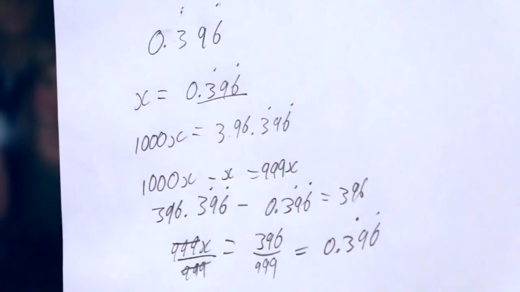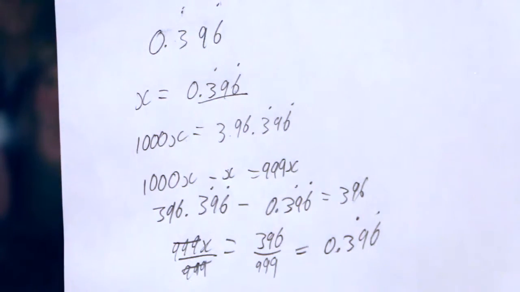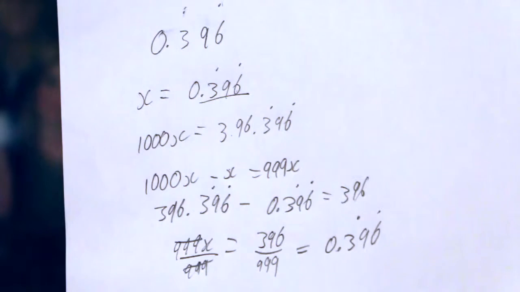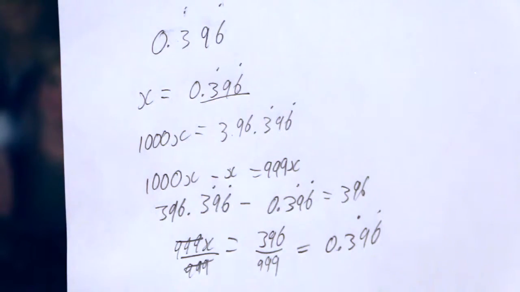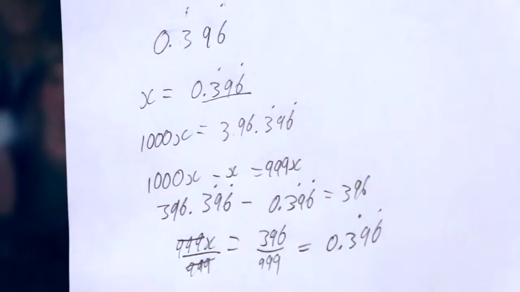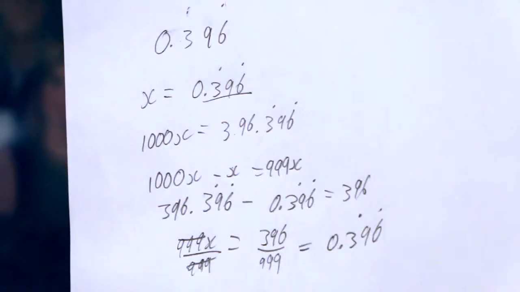So the next step is to subtract them. 1000x subtracted by x is equal to 396.396 recurring subtracted by 0.396 recurring. So we're essentially subtracting both sides. We're subtracting x from 1000x. So that means we are subtracting 0.396 recurring from 396.396 recurring. And that will leave us with the whole number, which is 396.